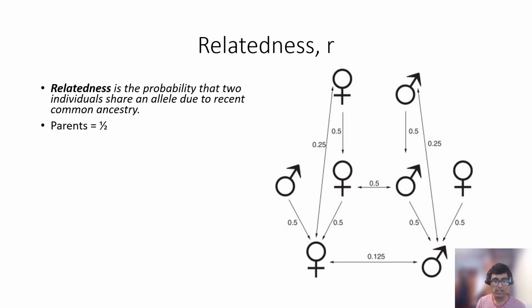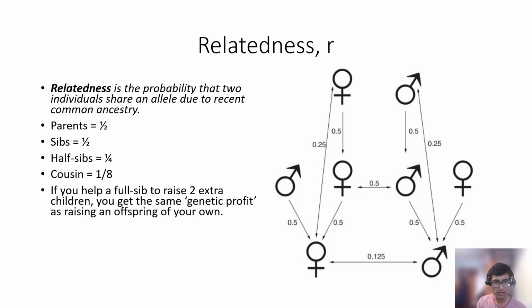So, parents. You get half of your genes from your father and half of your genes from your mother. And so the probability that a gene in you is in your parents is a half. And that works the other way, I should say: the probability that a gene in your parents is in you is also a half. For full siblings, it's also a half. The probability that a gene in me is in my sister is a half. For half-sibs, it's a quarter. For cousins, it's an eighth.